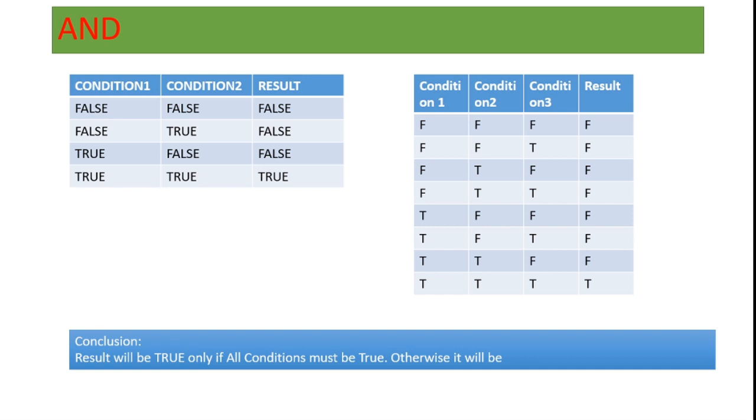And in the case of three conditions, here also it is the same. The main concept is that if all conditions are true, then the result will be true. In the case of or, if any one of the conditions is true, the output becomes true. This is very important, and this is the main difference between the and logical operator and the or logical operator.